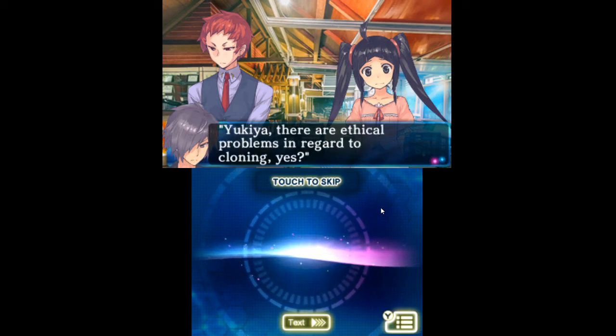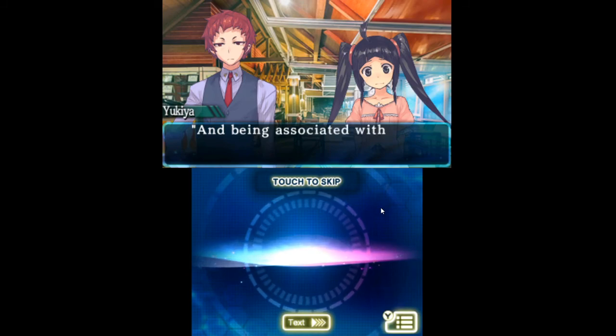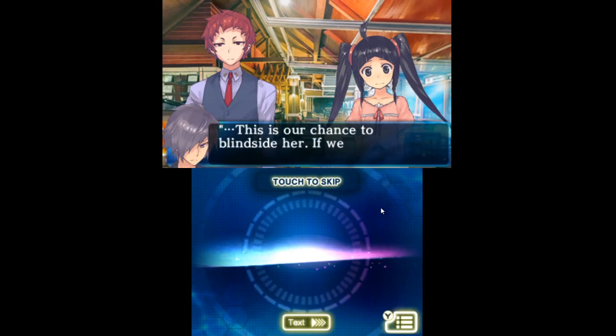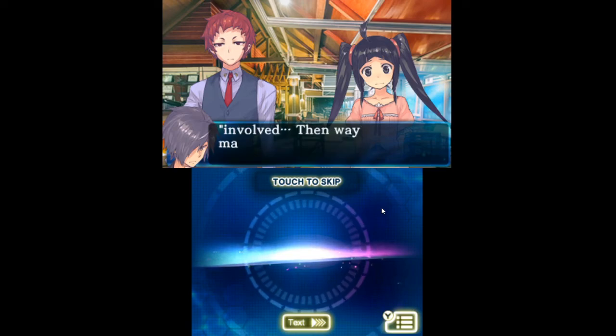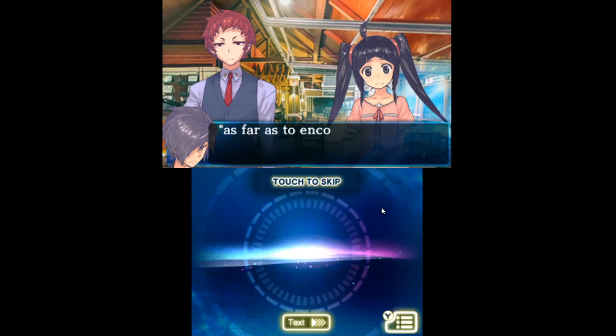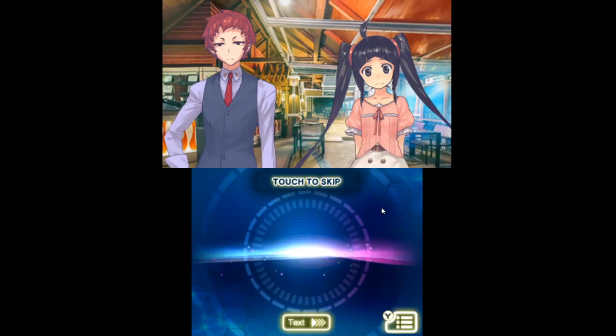Yukiya, there are ethical problems in regard to cloning, yes? If you are cloning humans, then yes, it's a huge human rights problem. And being associated with it would greatly harm a politician's image. This is our chance to blindside her. If we can find some proof Eoli is involved, then we may make her position untenable. Mr. Oleg went as far as to encode this. I doubt she stopped at cloning animals.